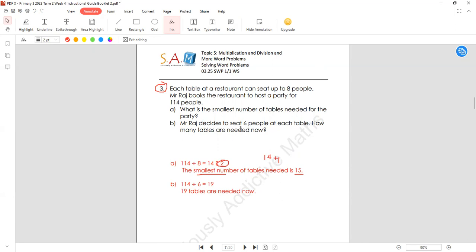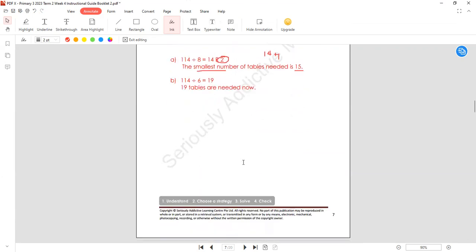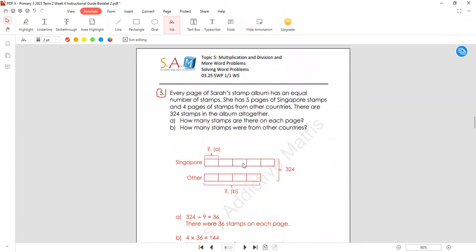Now, Mr. Raj is like 6 people. How many tables are needed now? So it'll be 114 divided by 6. This one is no remainder. Okay.